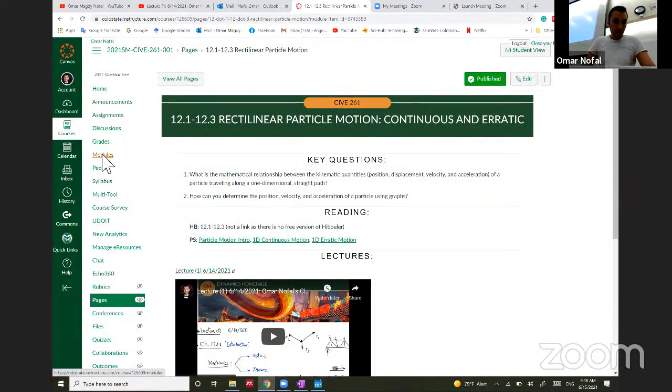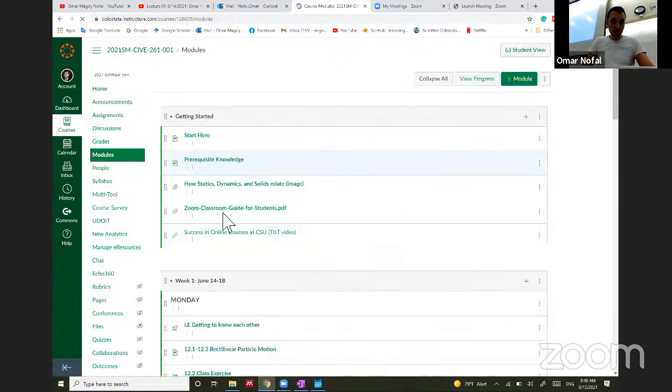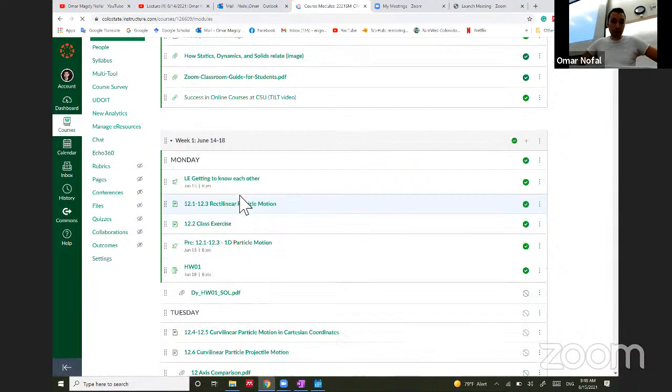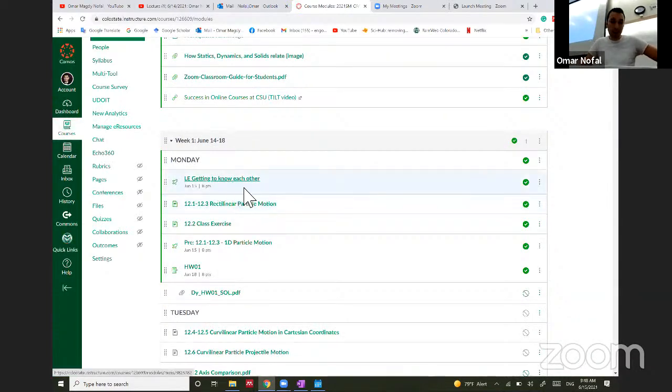If we go back to modules, you will find two learning exercises. One of them is getting to know each other, because I want to know all of your names. You might put your names, your fun facts, and all of these things in this learning exercise. I think there are eight questions. And here is another two-question exercise on what you learned from yesterday's lecture.